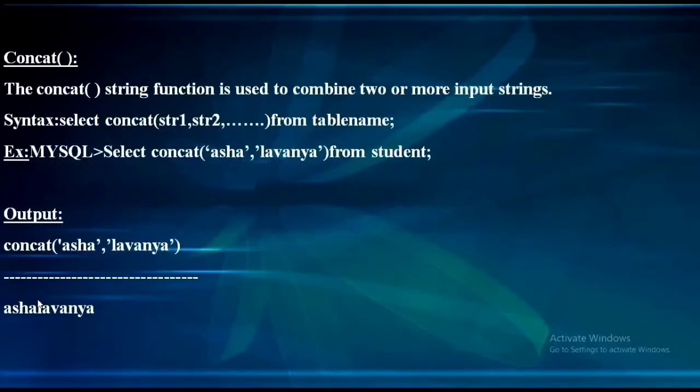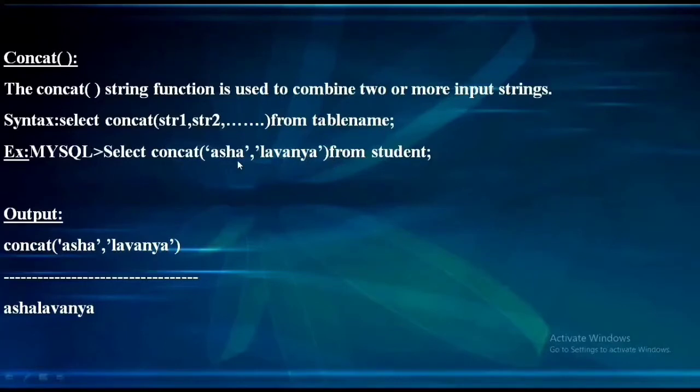Next, concat function. Concat means concatenation. The concatenation string function is used to combine 2 or more input strings. This is the syntax: select concat of string 1 comma string 2 and so on from table. Example: select concatenation of string 1 is Asha, string 2 is Lavanya, from student table. Concat means combining.